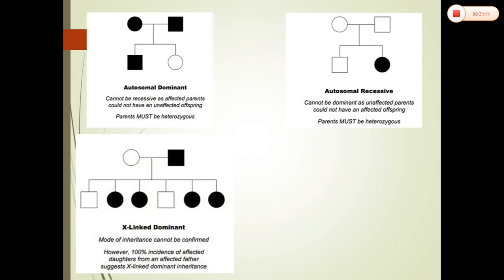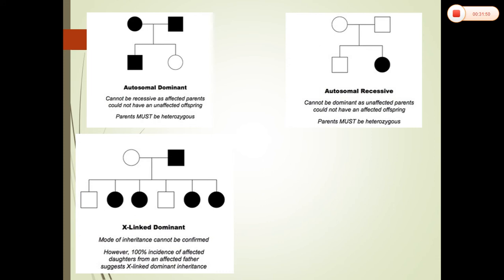Let's see the next example. Here, if you see the parents, mother is normal, father is affected. This couple has 6 kids. In sequence, the first son is normal, the next 2 daughters are affected, the fourth son is normal, and the last 2 daughters are also affected. The affected father has transferred the affected gene to all daughters and not to the sons. What is this? X-linked dominant.